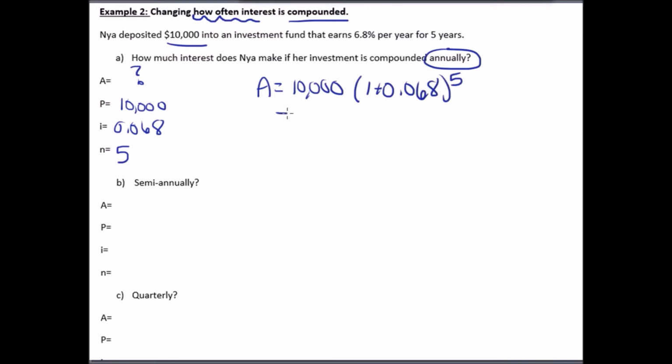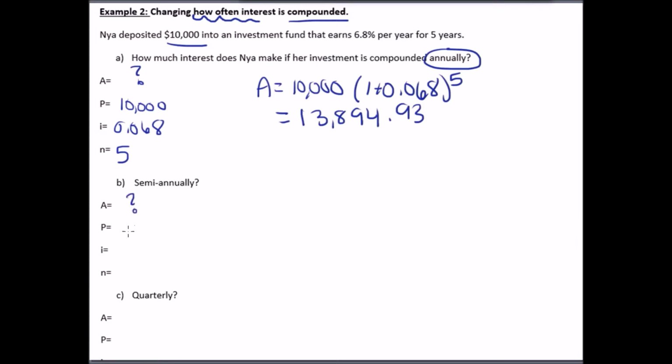Okay? So let's actually solve for this. So we have $10,000. It's making 6.8% raised to the 5. Okay, this is going to give us 13,894.93. Okay, what about semi-annually?